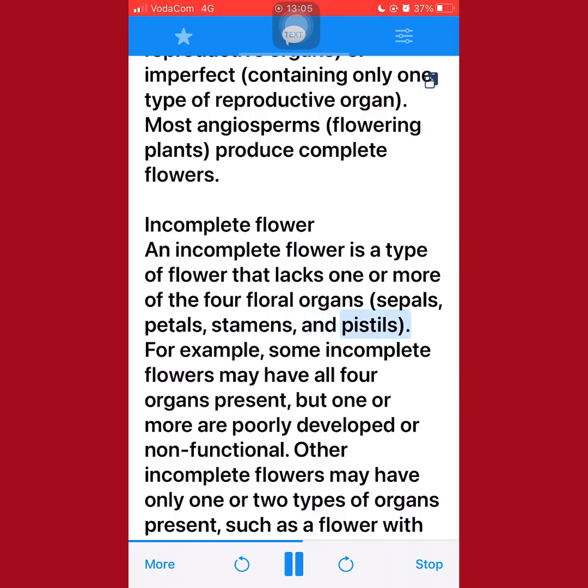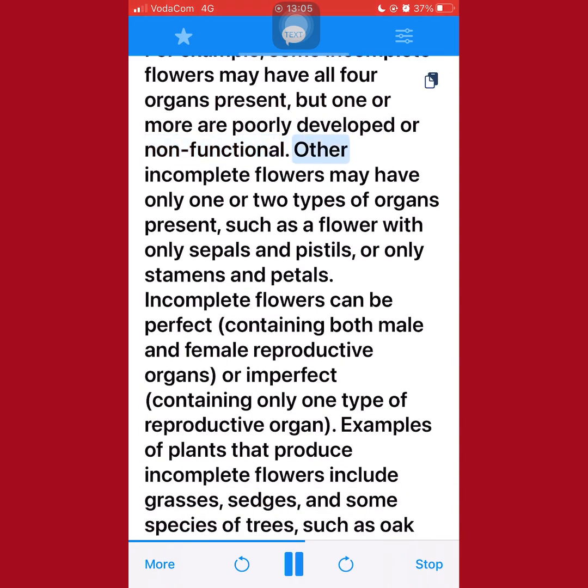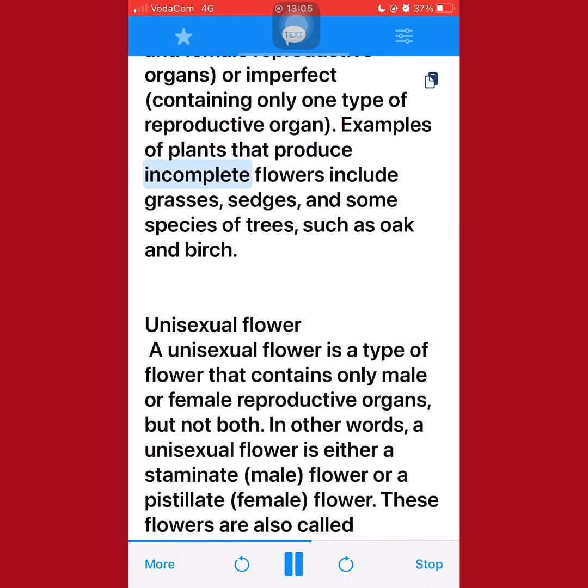For example, some incomplete flowers may have all four organs present, but one or more are poorly developed or non-functional. Other incomplete flowers may have only one or two types of organs present, such as a flower with only sepals and pistils, or only stamens and petals. Incomplete flowers can be perfect, containing both male and female reproductive organs, or imperfect, containing only one type of reproductive organ. Examples of plants that produce incomplete flowers include grasses, sedges, and some species of trees, such as oak and birch.